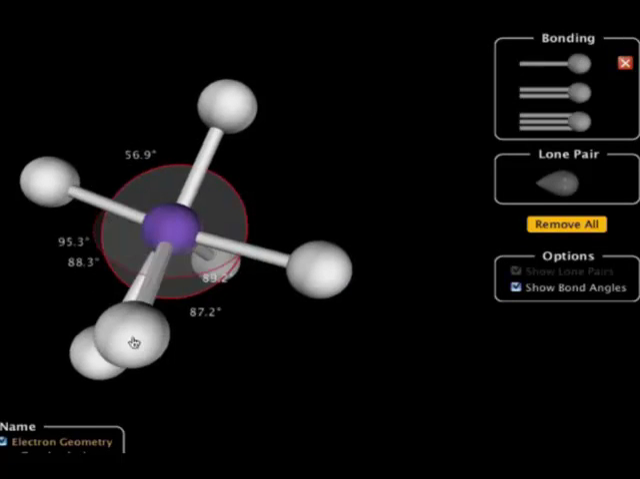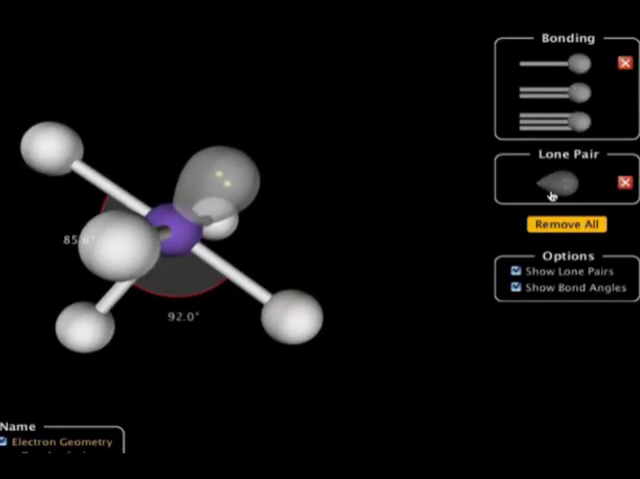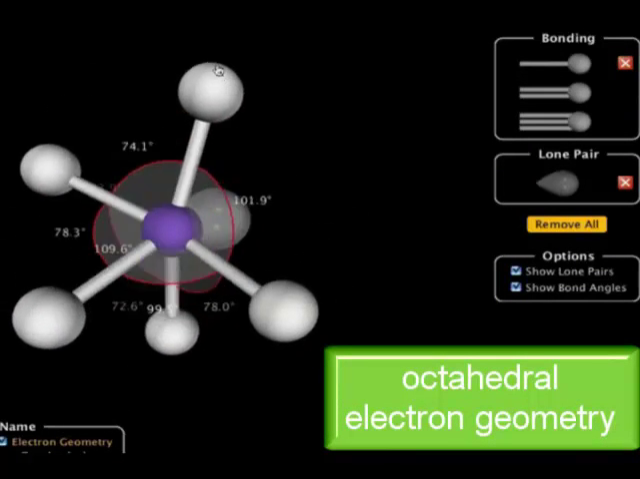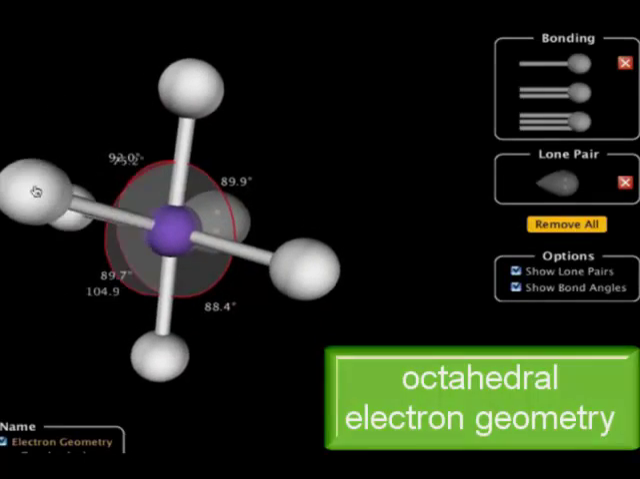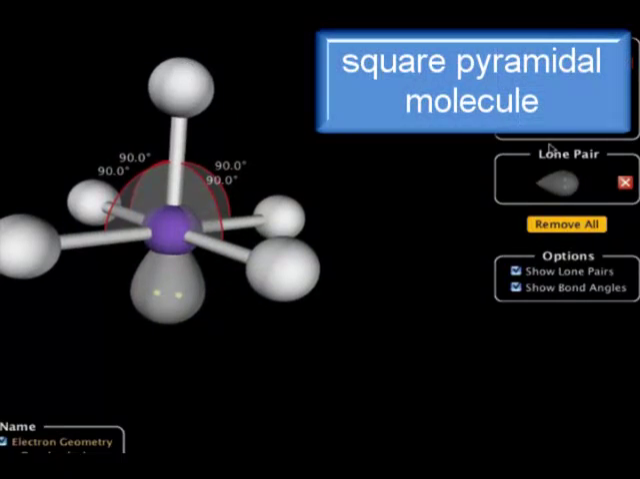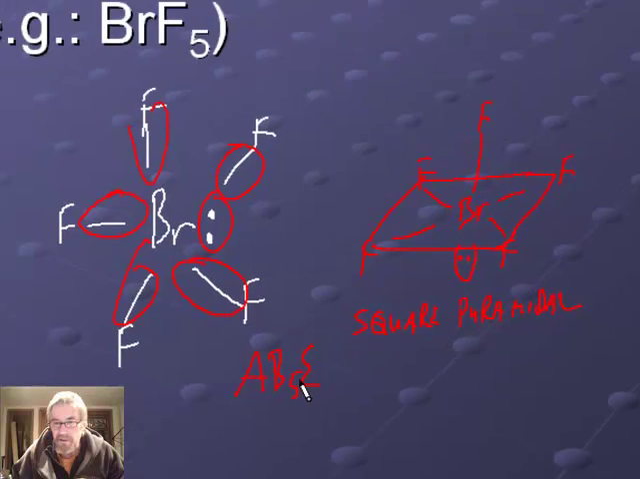To see 6 regions with 1 lone pair, we're going to take this octahedral molecule, remove 1 bond, and replace it with a lone pair. The electron geometry is still octahedral, but now when we look at the shape of the molecule, it looks like a pyramid that has a square base that's called a square pyramidal. The kind of molecule that makes it is an AB5E. 1 central atom, 5 outside atoms, 1 lone pair.